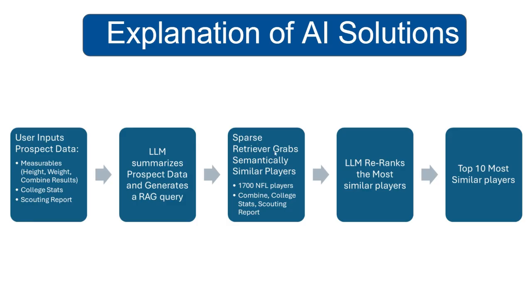We then pass the most similar players through the LLM again to re-rank them based on how similar they are to the original prospect. And from there, we get the 10 most similar players.